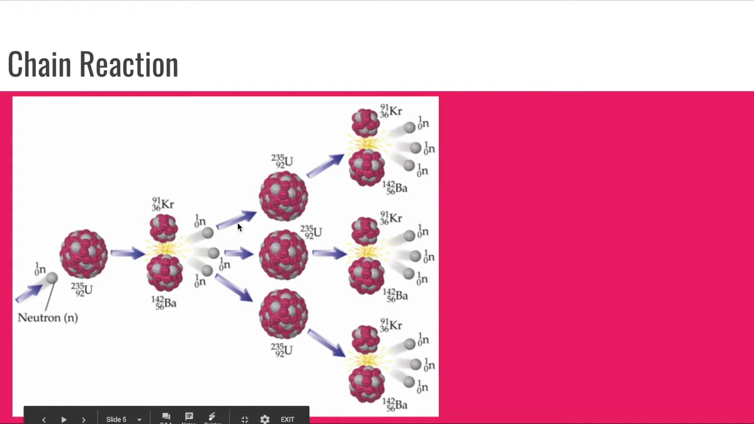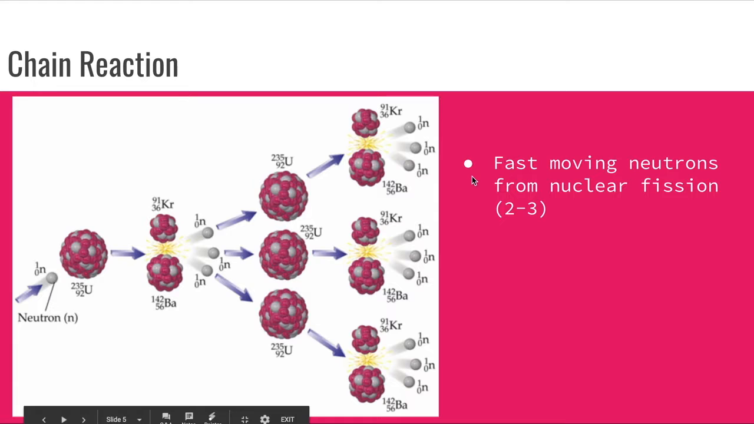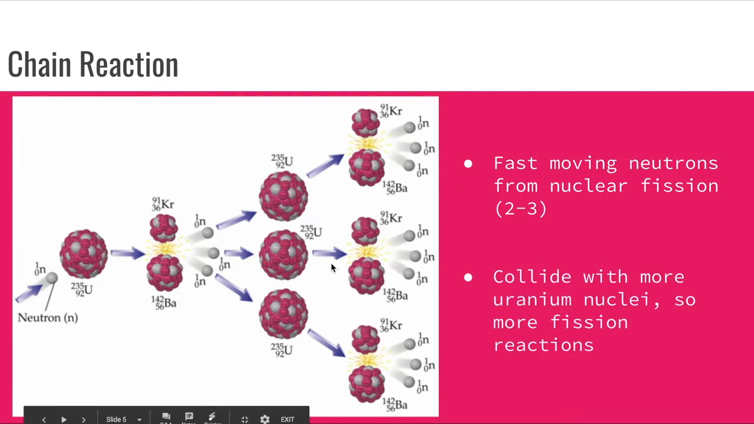They collide with more uranium isotopes, and they cause more fission reactions, which in turn create even more neutrons for more fission reactions. So it's like an exponential reaction. It increases by more and more and more each time. So it involves fast-moving neutrons from the nuclear fission reactions, 2 to 3 produced, and they collide with more uranium nuclei and more fission reactions.